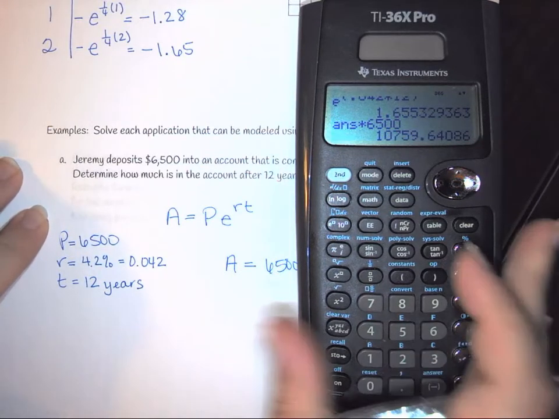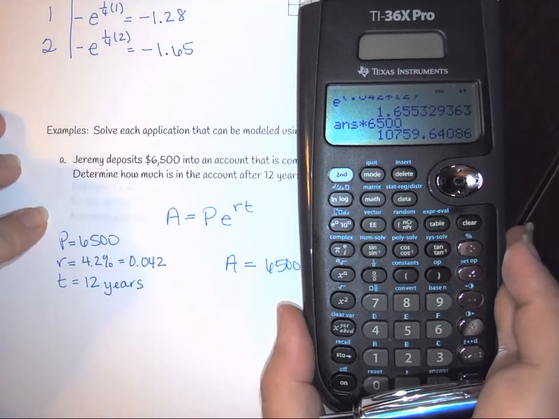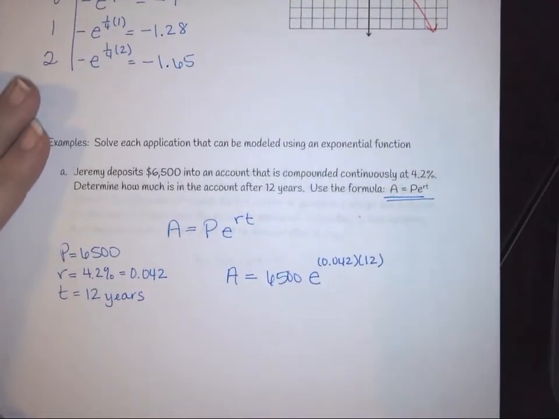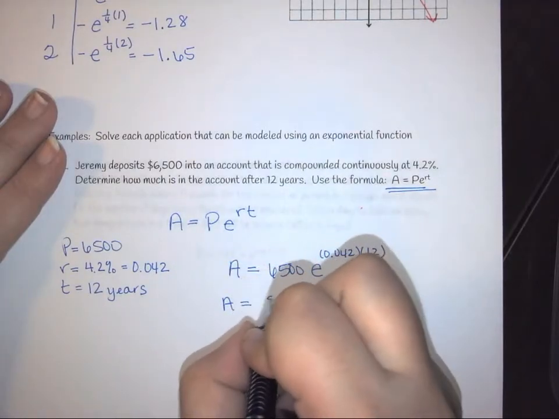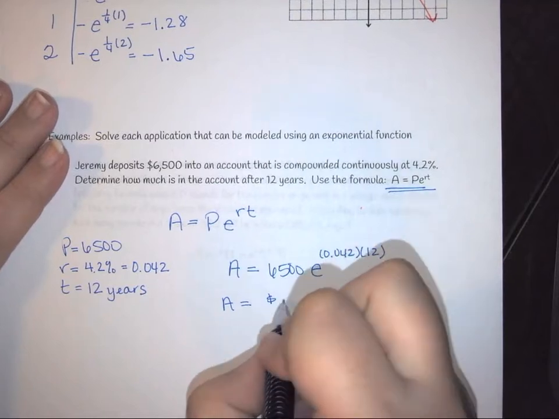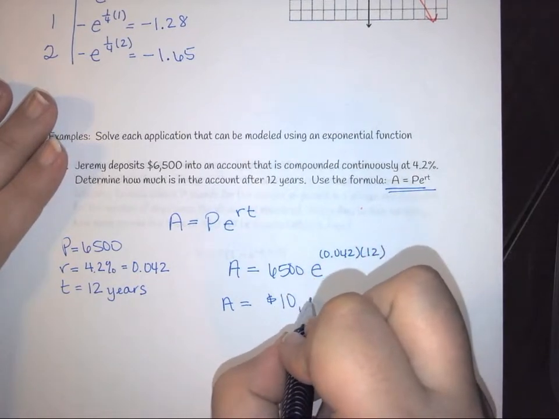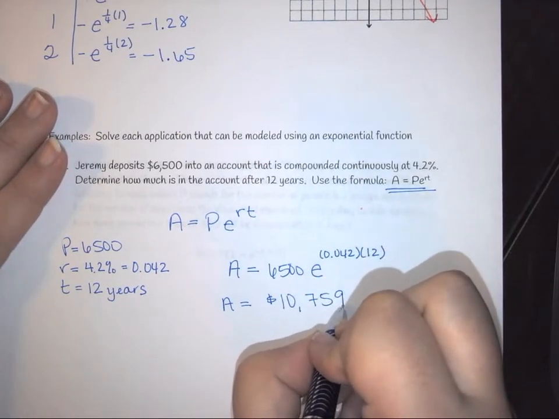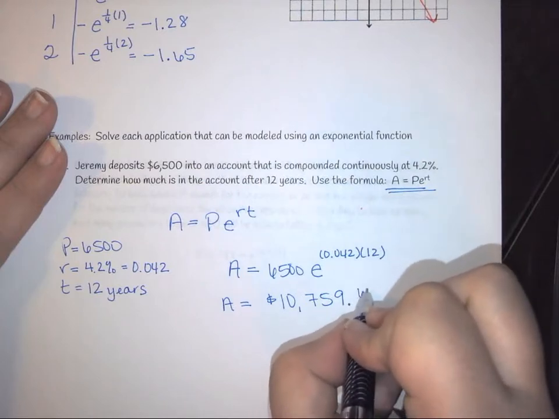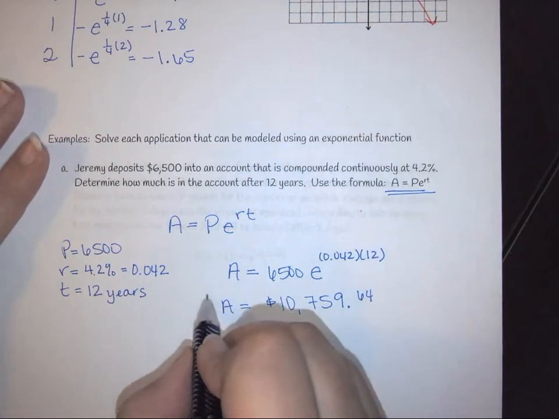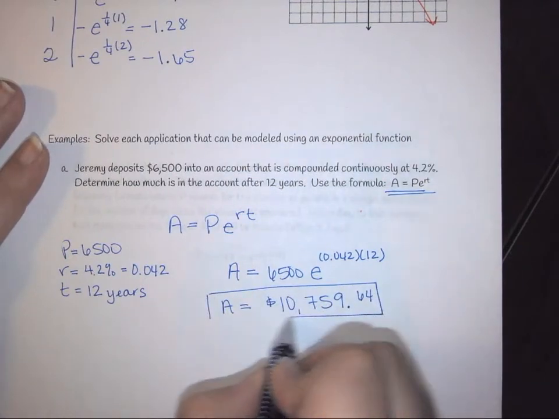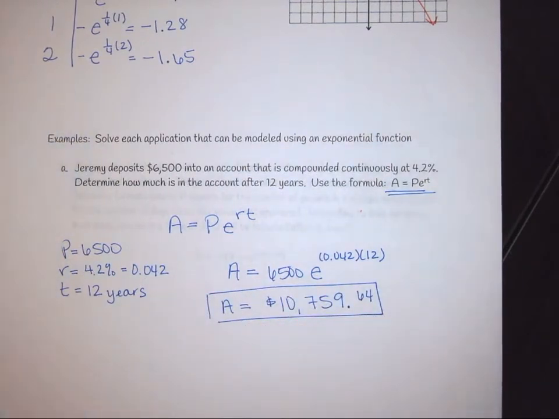So I have $10,759.64. Now the biggest thing you have to remember when we're talking about money is money only goes to the hundredths. So you always need to make sure that you round to the hundredth spot. So we have $10,759.64. Okay. And that would be your answer. So this right here is what we were looking for.